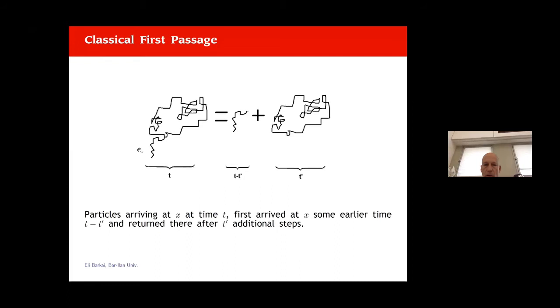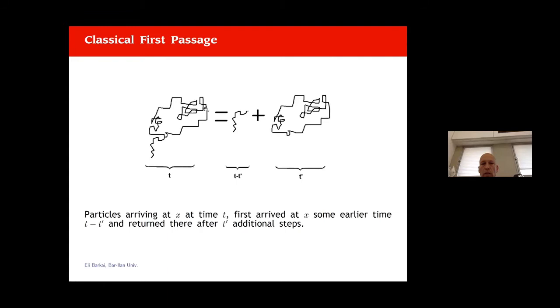Then let us consider the following question. What is the probability of going from some initial position to some final state, from x1 to x2? This is, of course, the Green function. Let's say it's the Gaussian propagator that you know from Brownian motion.